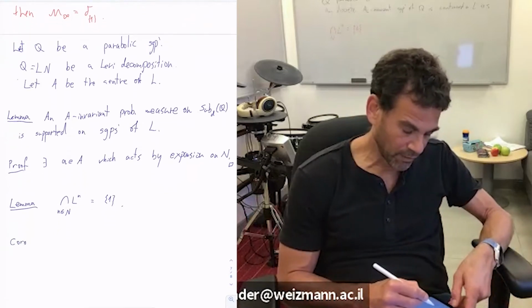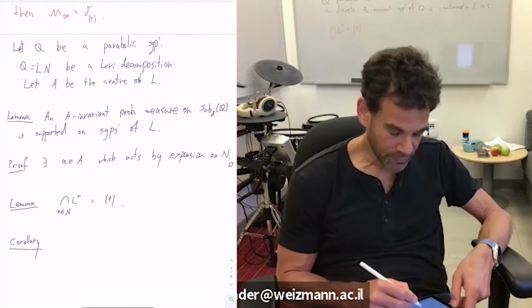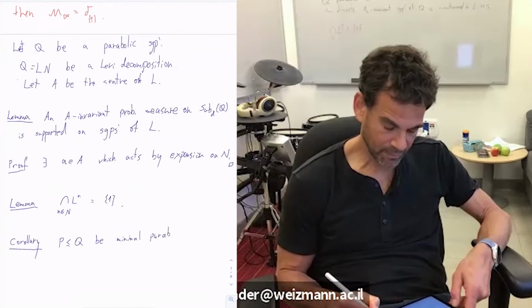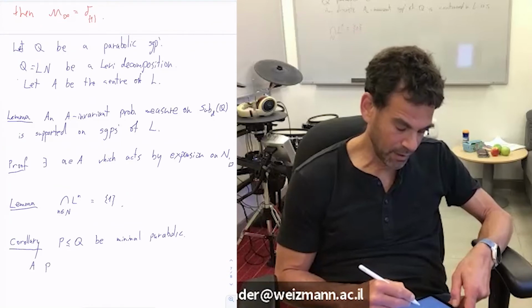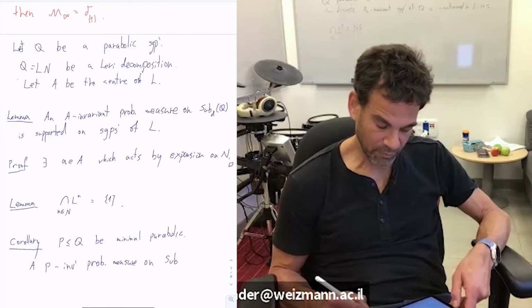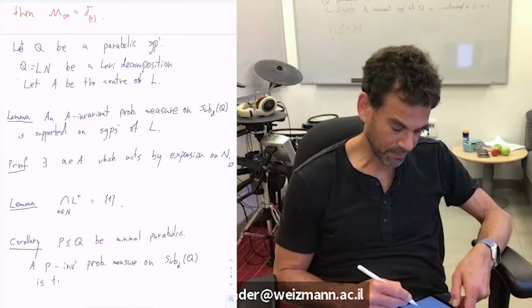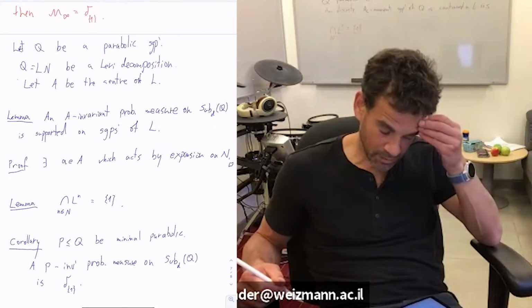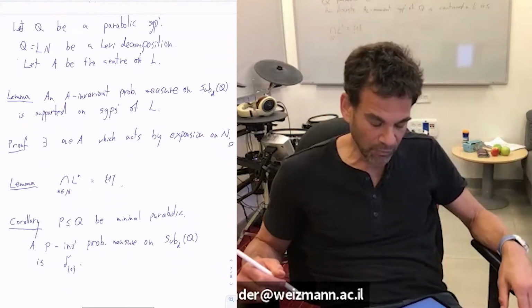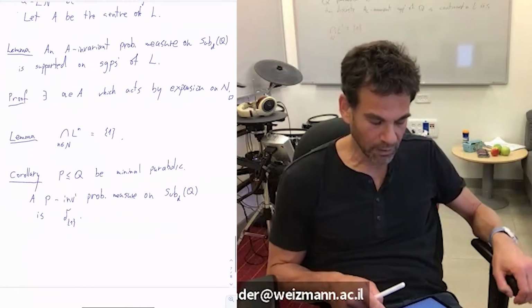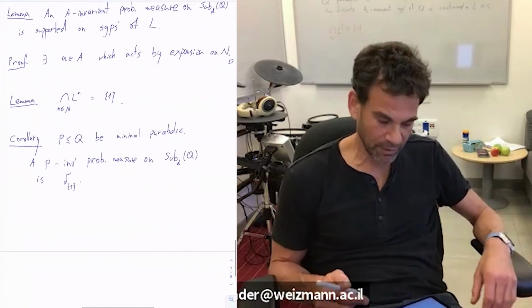So a corollary of these two lemmas combined together is the following. Let P inside Q be a minimal parabolic. Then a P-invariant probability measure on the space of discrete subgroups of Q is trivial. It must be the Dirac on the trivial group. That's the only P-invariant such measure. That's a consequence. Why? Because N is contained in P. The unipotent radical of L is contained in P. So now we can apply the stuff that Uri told us in the last lecture.